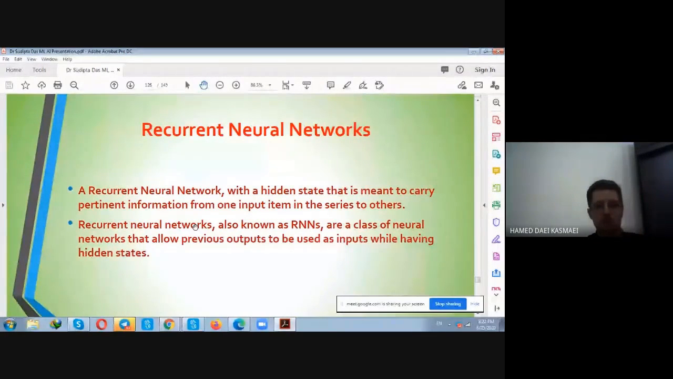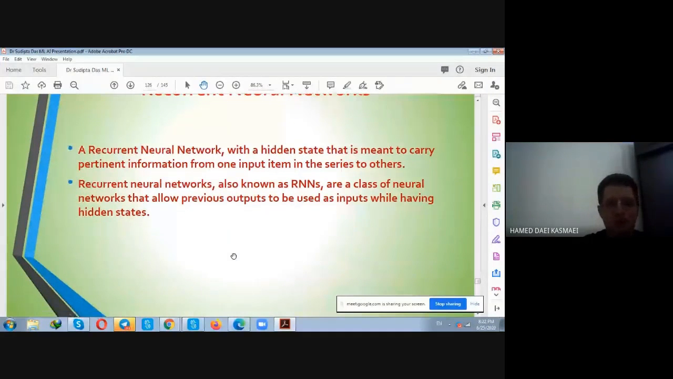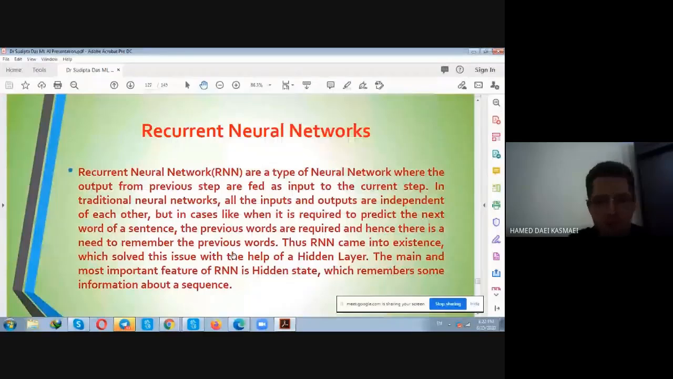So you will see here, it means that it has a heritage from the previous node with respect to the next node, okay? Recurrent neural networks are a type of neural network where the output from the previous step is fed as input to the current step.